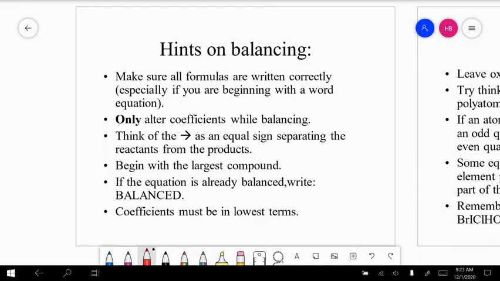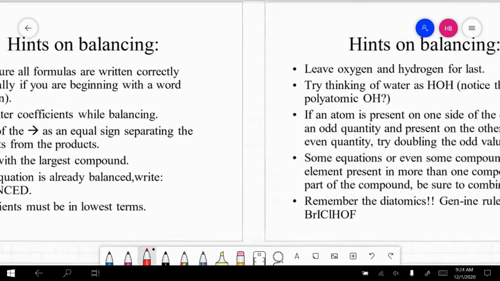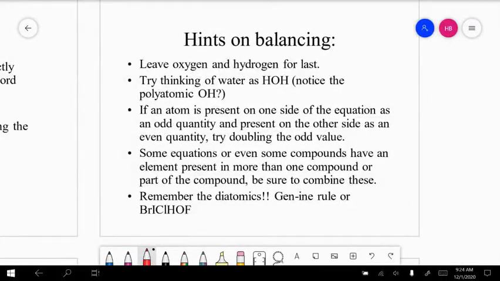So if you multiply across the top and you get 2, 4, and 2 for your coefficients, you would have to reduce those down to 1, 2, 1. Leave oxygen and hydrogen for last. The reason we do this is because oxygen and hydrogen occur in a lot of different compounds, so they usually fall into place on their own. Sometimes you might need to think of water as HOH instead of H2O if you're dealing with a double displacement reaction and you have the polyatomic ion OH.